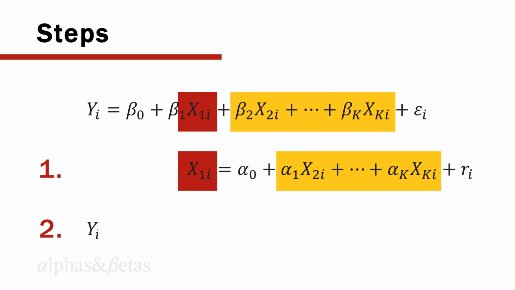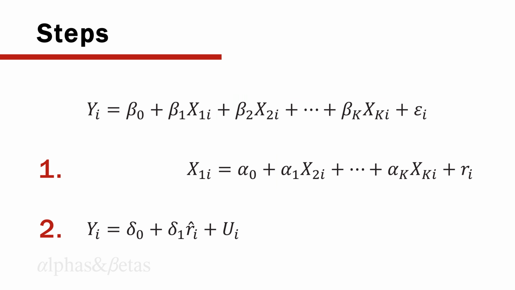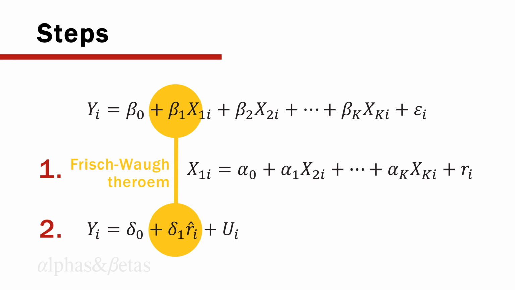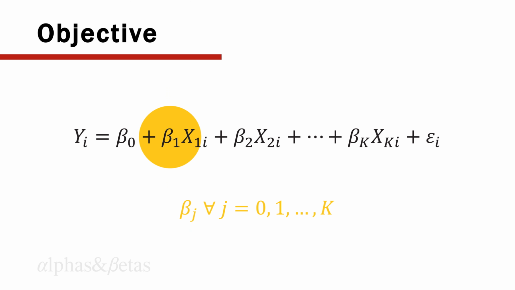Step 2 is to regress y on the residuals from step 1. The residuals are everything that explains x1 that's not captured by the other regressors. According to the Frisch-Waugh theorem, delta 1 will equal beta 1 from the original model. The process can be applied to any other regressor, beta j, that you're interested in.